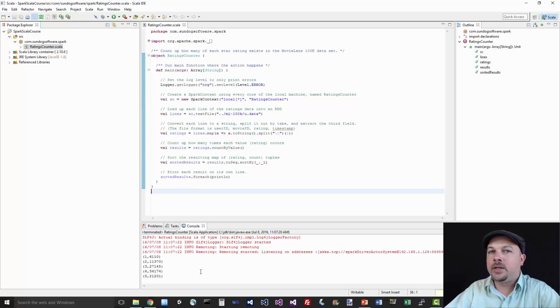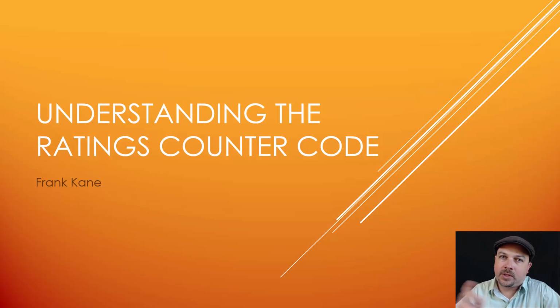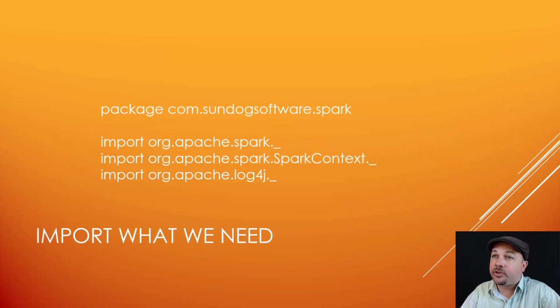So let's dive in and understand more about how this actually worked. Not a whole lot of code, so just keep this up and follow along with me, and we'll go through it one line at a time. So let's dive into this code that counts up ratings by their rating value in a little bit more depth and understand what's going on at a deeper level, shall we?